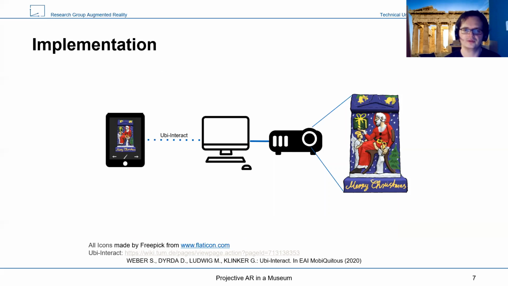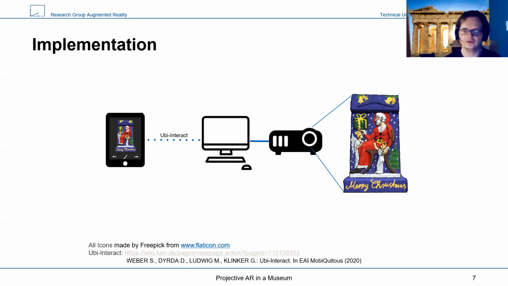How does our system work? We use a tablet and a wireless connection to a computer. For enabling this connection, we are using UbiInteract. That's a tool that was developed at our chair. And then the information is projected on top of the stele.